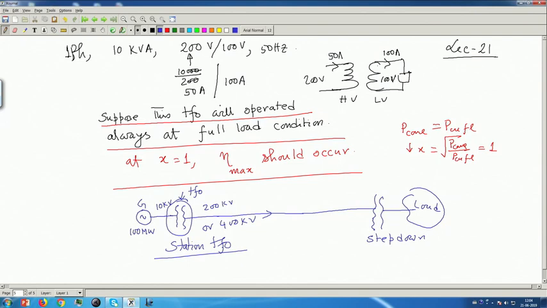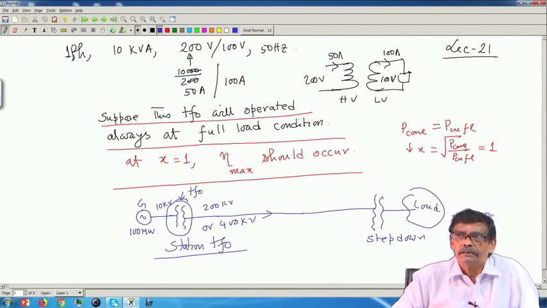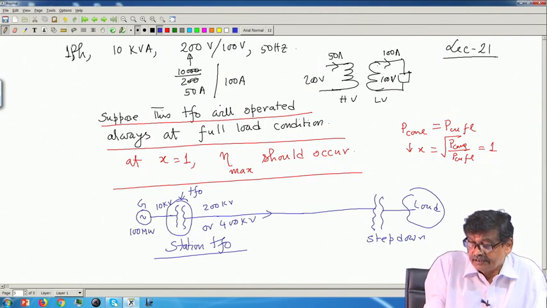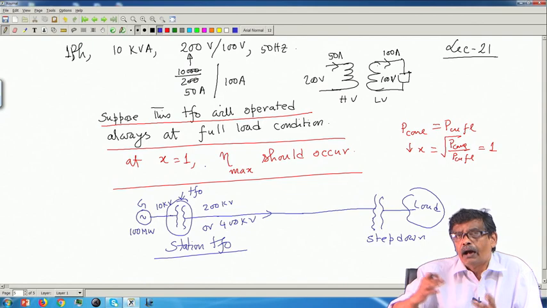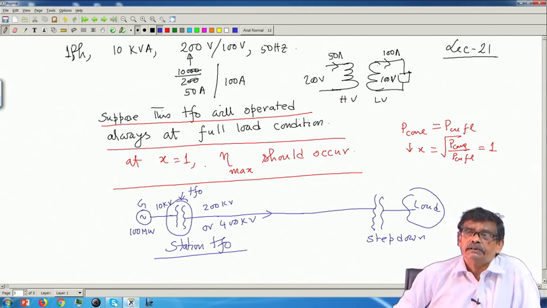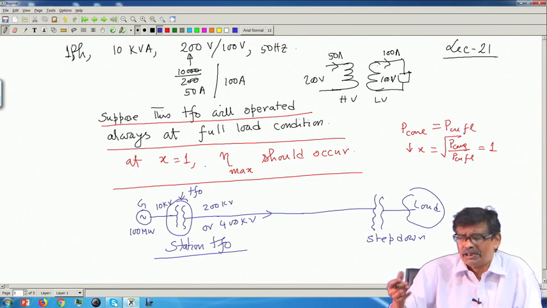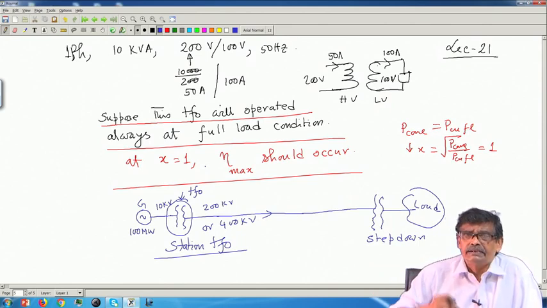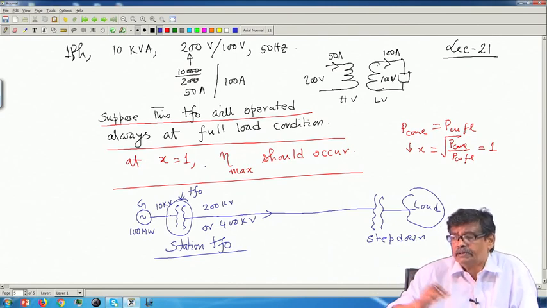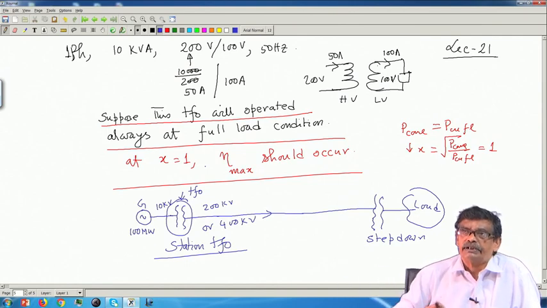Therefore, I will demand that this transformer should have maximum efficiency occurring at x equal to 1. It is a reasonable demand, because any device you would always like to operate at maximum efficiency condition, so that losses are minimized and so on. Therefore, in such cases x equal to 1 will be a good choice. Also in some industry, a transformer is used to step down or step up a voltage to a particular level, and here in shift duty a particular transformer will be always operating at full load condition, whatever the load on the secondary is. Therefore, in such cases I will say x equal to 1.